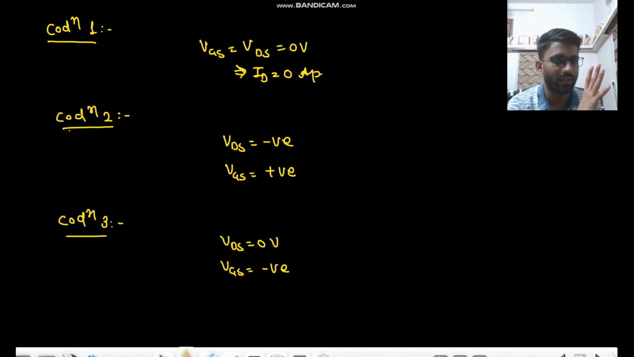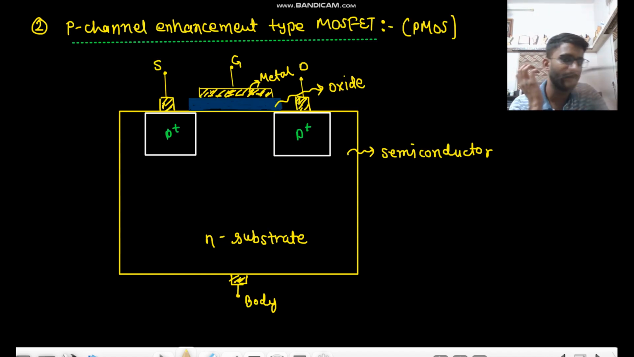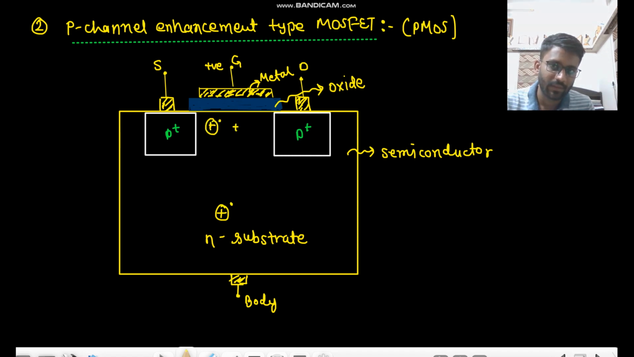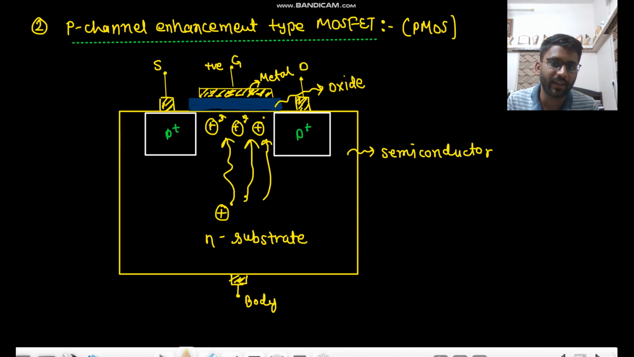VDS is negative now, okay? For attracting the holes, VDS is negative, but VGS is positive. So let's see it here only. If this is positive, and we have this here, this is the N substrate. So if we have positive here, this positive charge will attract these electrons. These electrons will be attracted here, so electrons will be accumulated here, right?